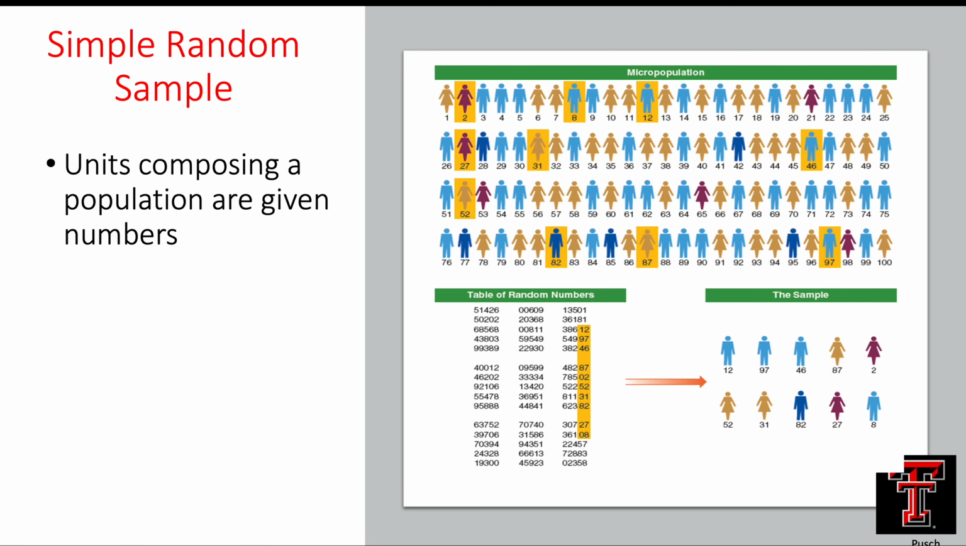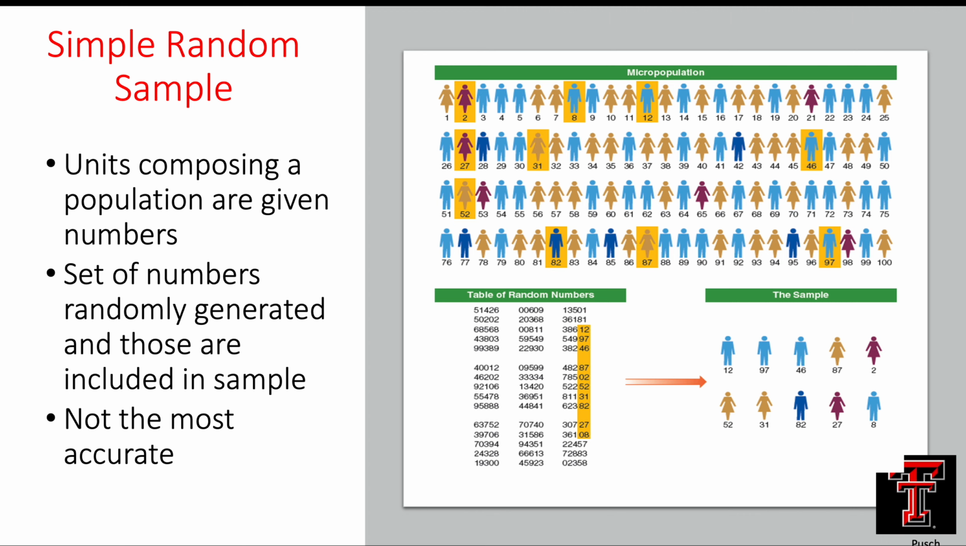Okay, so our first type of probability sample is the simple random sample. This is where units composing a population are given numbers, and a set of numbers are randomly generated. So basically, you list every single student at Texas Tech from 1 to 38,000, now around 40,000, and then you use a random number generator, which is available online, and generate a bunch of random numbers. That is how you get a simple random sample. It's the easiest one to use, but it's not always going to be the most accurate.